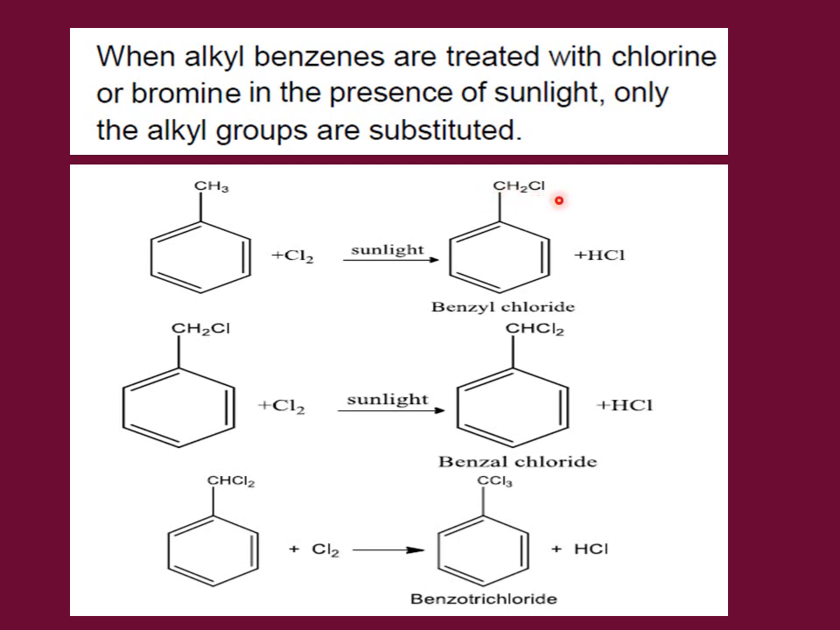Similarly, when benzyl chloride is further reacted with Cl2 in the presence of sunlight, another HCl molecule is liberated, H and Cl, and the second Cl is attached over here, now it is CHCl2. Now this is called benzal chloride. Benzal chloride upon further halogenation gives you benzotrichloride, liberating one more HCl molecule, now giving you CCl3. So one after another, one chlorine atom is being added and hydrogen being removed giving HCl.